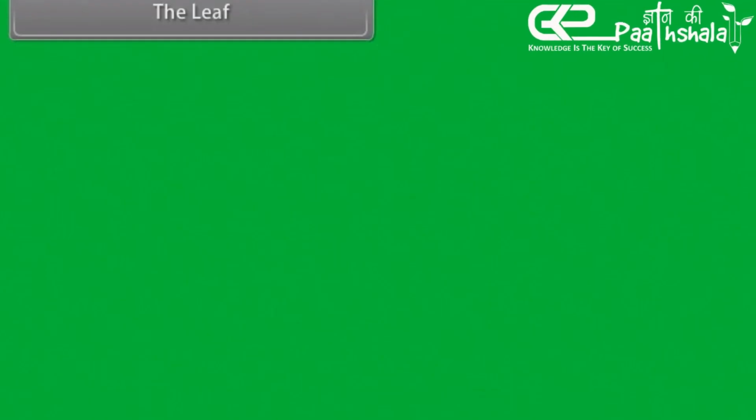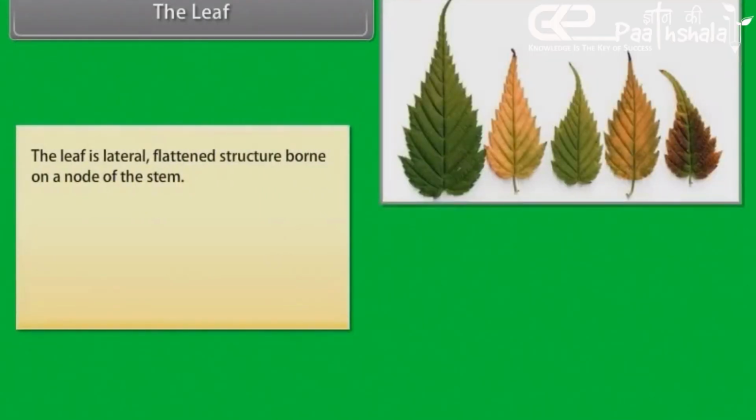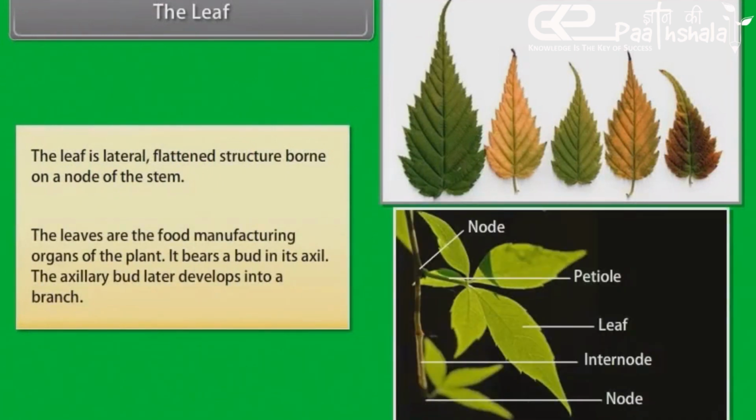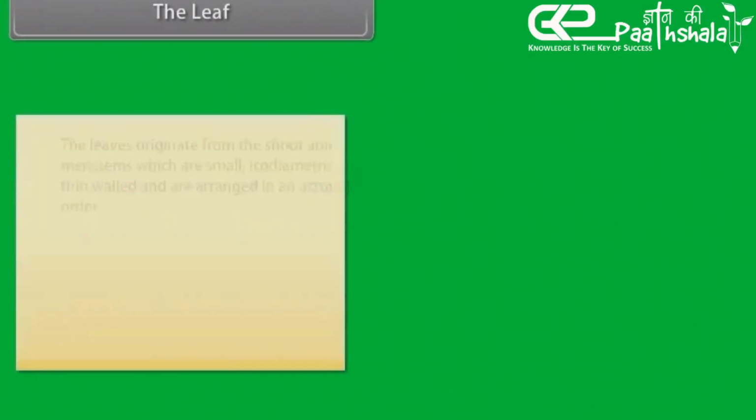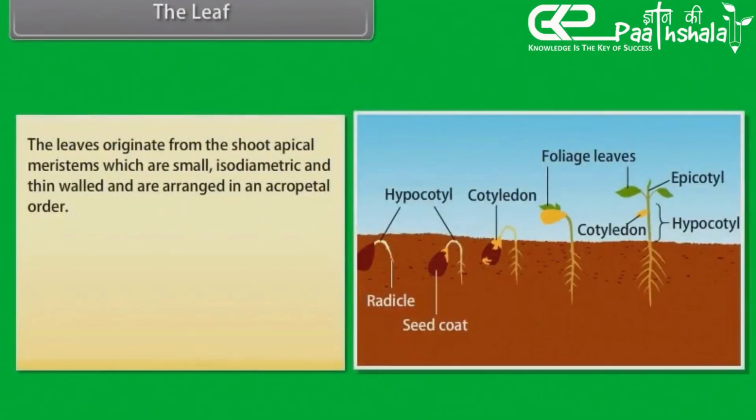The leaf. The leaf is a lateral, flattened structure borne on a node of the stem. The leaves are the food manufacturing organs of the plant. It bears a bud in its axil. The axillary bud later develops into a branch. The leaves originate from the shoot apical meristems, which are small, isodiametric, and thin-walled and are arranged in an acropetal order.